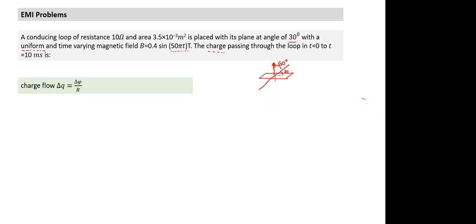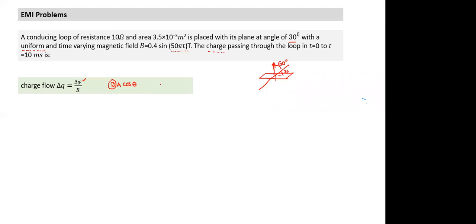Let me start with what I need to find and work backwards. Charge flow is equal to delta phi by R. It only depends on the change in flux which has taken place. So let me try and understand why the flux is changing here. The flux has three parts: is B changing, is A changing, or is the angle changing? I placed an angle theta here, but this is not an angle at all. This only tells you that B is varying as a sine function of time. So what is changing here? Only B is changing. Area and cos theta are not changing.